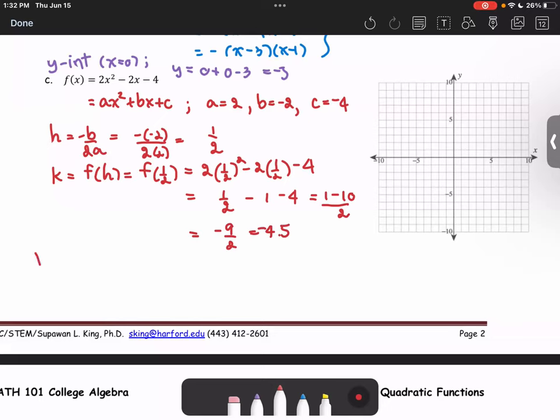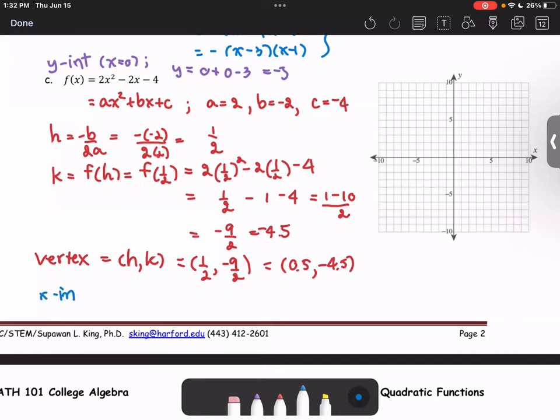So we got the vertex coordinate (h, k) in the form of 1/2, negative 9/2, or 0.5 comma negative 4.5. And next we're going to look at the x-intercept. X-intercept is when y is 0. So we're going to solve for x by solving this equation.